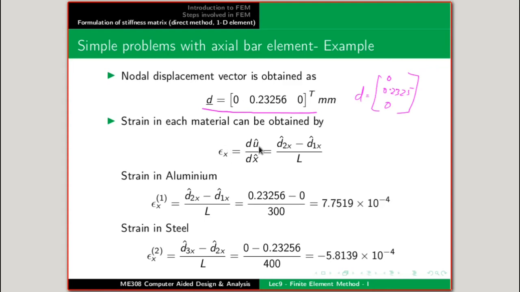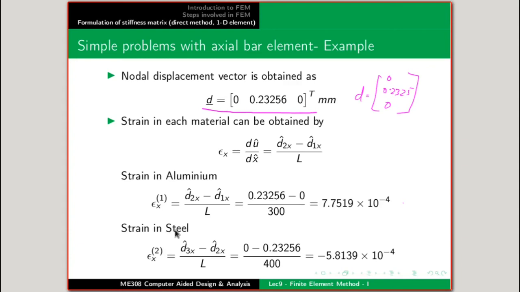So epsilon x equal to du by dx, which we have seen earlier, so d2x minus d1x divided by L. For the case of aluminium, we have epsilon x1, where 1 represents the first element, that is aluminium. So d2x minus d1x divided by L, that is 0.23256 minus 0 divided by 300, that is 7.7519 times 10 raised to minus 4. So that will be the strain in aluminium.